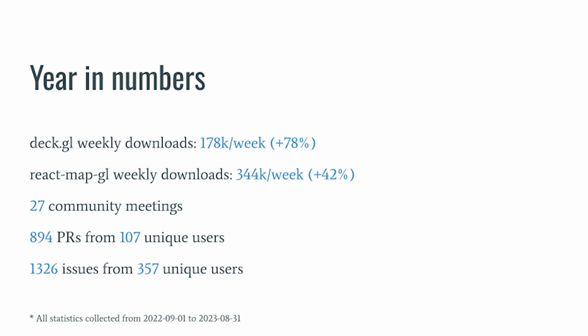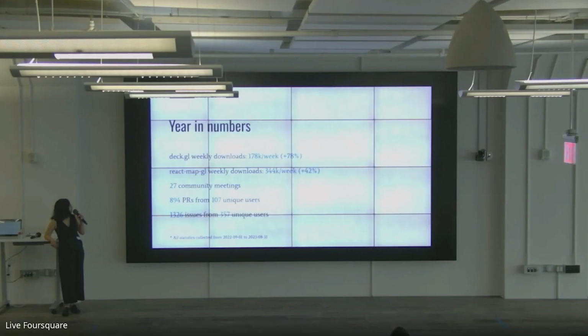Some numbers, vis.gl weekly downloads. I looked this up last week. Was at 178K per week, up from 100 a year ago. React Map.gl weekly downloads is at 344. We've had 27 community meetings. This is all open from the OpenJS Slack and repositories. You can freely join. And we have archives and documentation of all the past meetings, of things we discussed, what we are doing, and where we're going next.